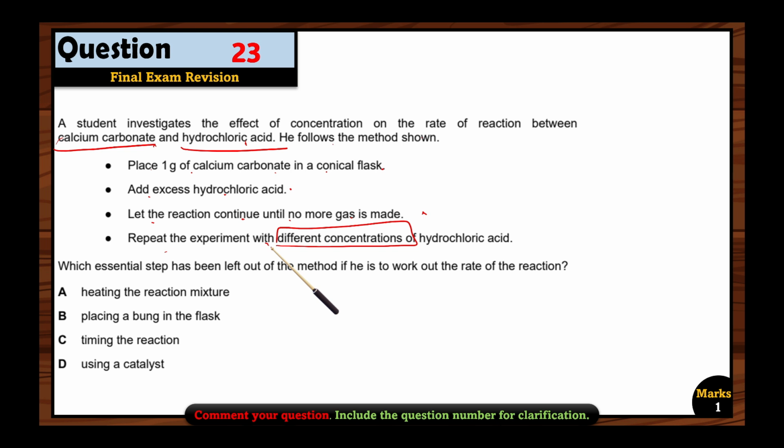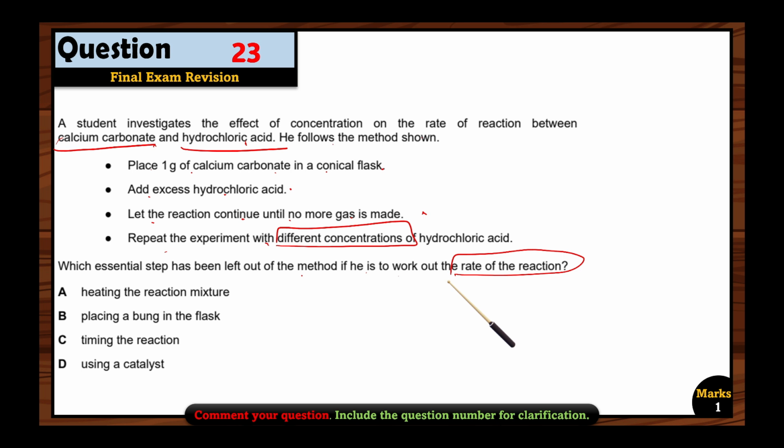So he is using now different concentration of the HCl. All other changes are same. Okay, he's not changing any other factor. So which essential step has been left out of the method if he is to work out the rate of reaction? So to measure the rate of the reaction, he is measuring the different concentration of the HCl.